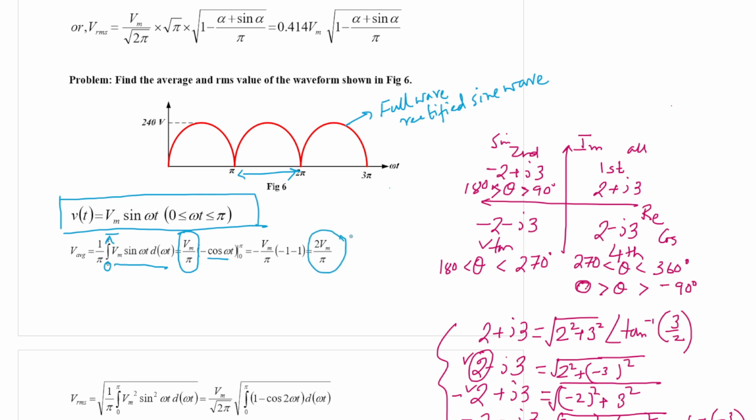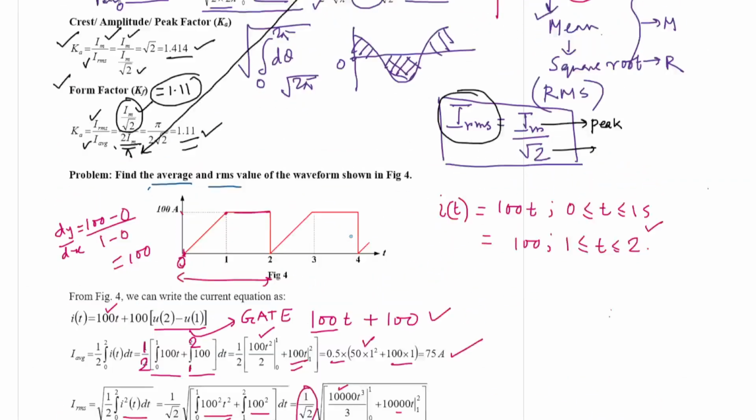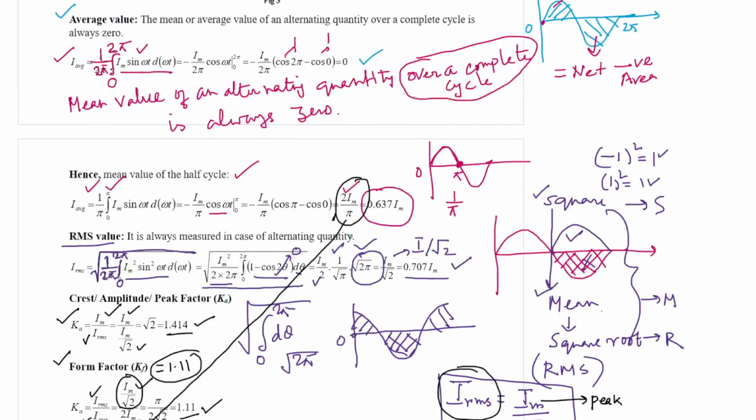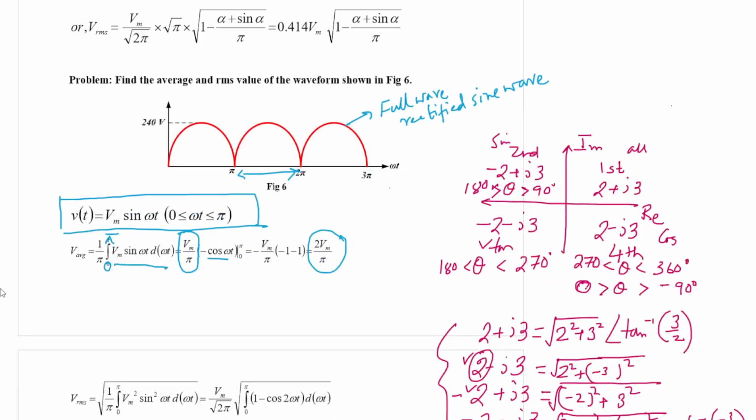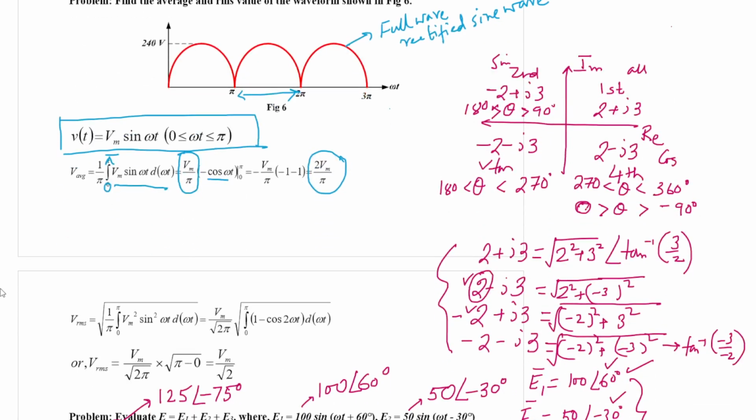So we have obtained a similar result in the last class. You see, it is the same thing. Yes, 2 Im by pi. Same thing, where we calculated the mean value of the half cycle. Here we are doing exactly that: the mean value of the half cycle.